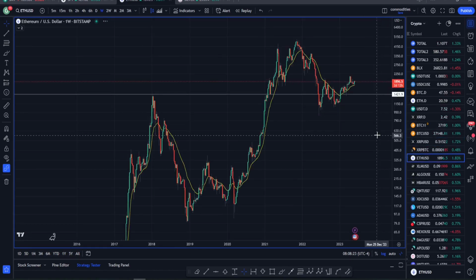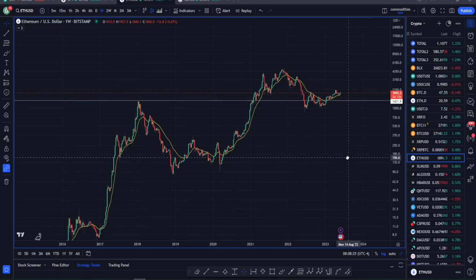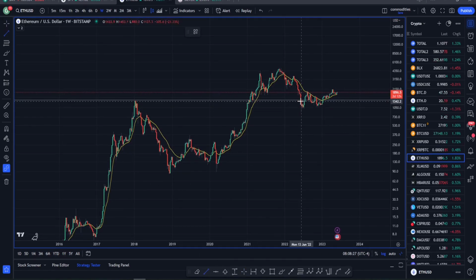We can scroll through here, looking at Ethereum. As you can see, Ethereum looking pretty nice here, getting back above that 2018 high and breaking its downtrend line as well, holding above that 20 EMA.